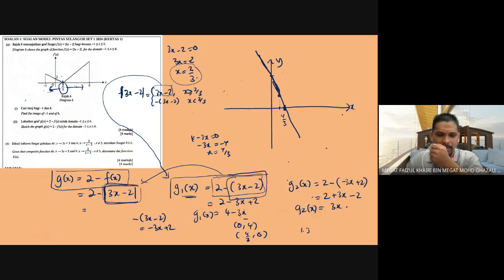3x minus 2. This one is for x greater than 2 over 3. Oh, no, not the one on this side. Okay, because this is 2 over 3. So, because we're using the first function, which is for x greater than 2 over 3, it's supposed to be this one. So then we clear the rest up here. There you go.